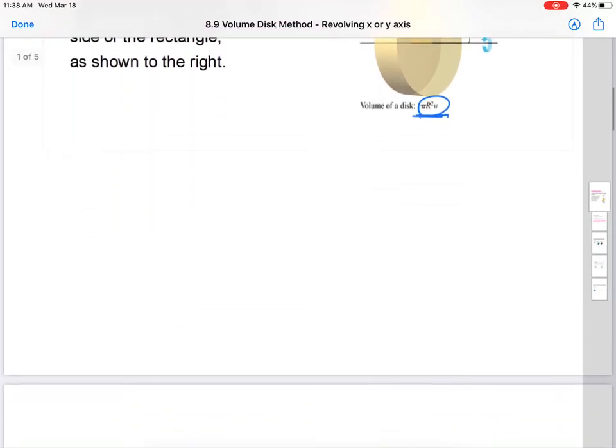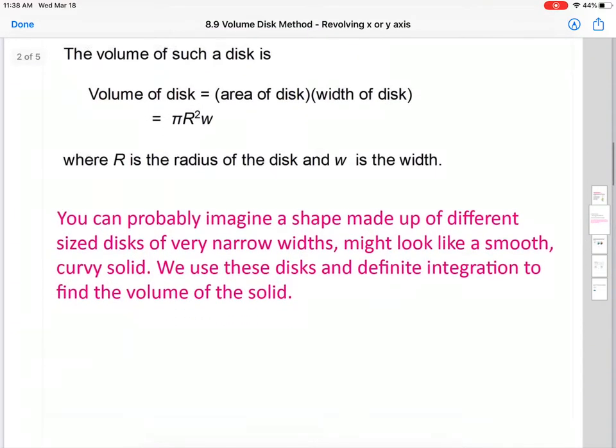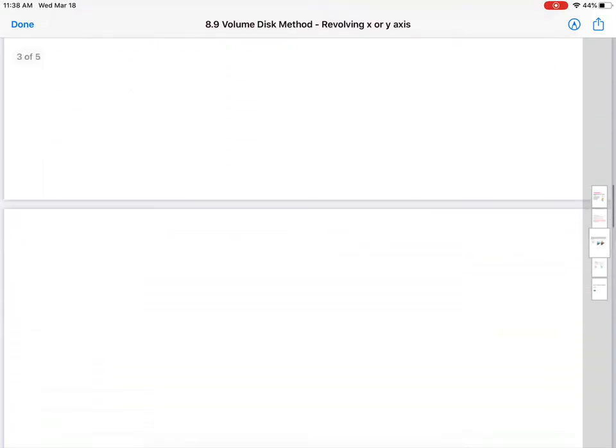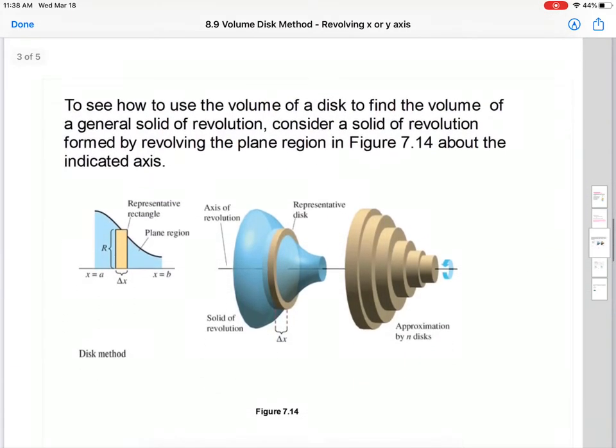So we'll practice this for a couple days, and then we'll move into the washer method, which is even more exciting. I'm really excited to do that. It's so much fun. Okay, so the volume of a disc, like we just talked about, is the area and the width, and you are not going to see the width when we actually get to the integral formula.